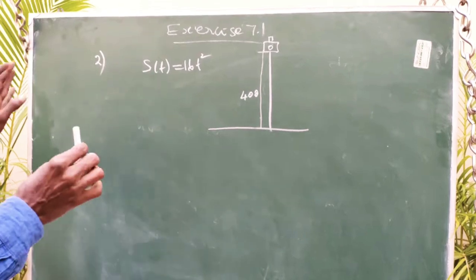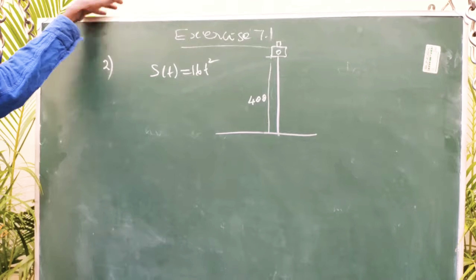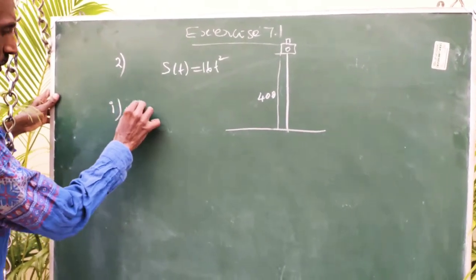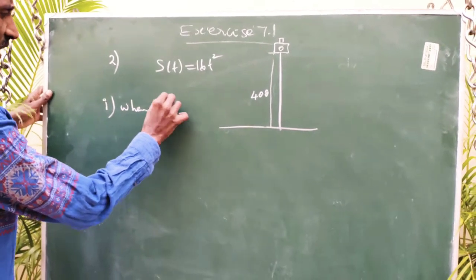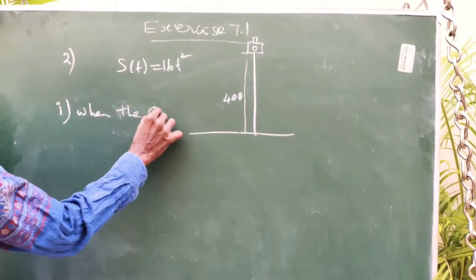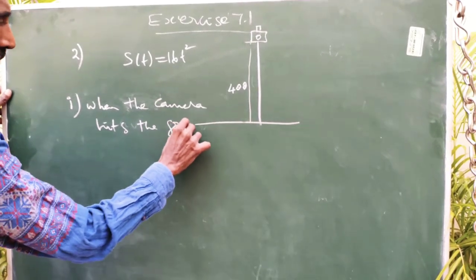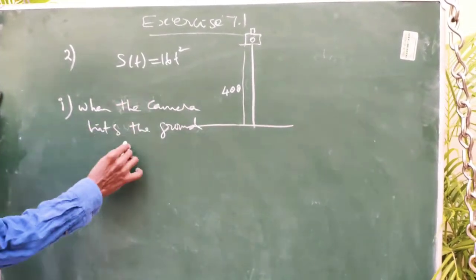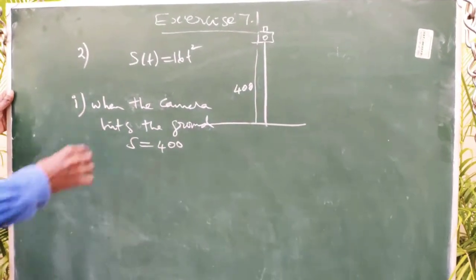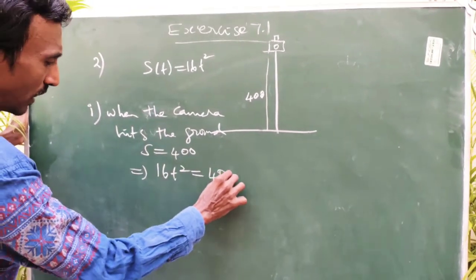Okay. So look at my dear student. The distance is 400 feet. For the first subdivision, assume it hits the ground. When the camera hits the ground, then what is the distance? S equal to 400, obviously. It reaches the ground means the distance is 400 feet. So put S equal to 400, which implies 16 t square equal to 400.